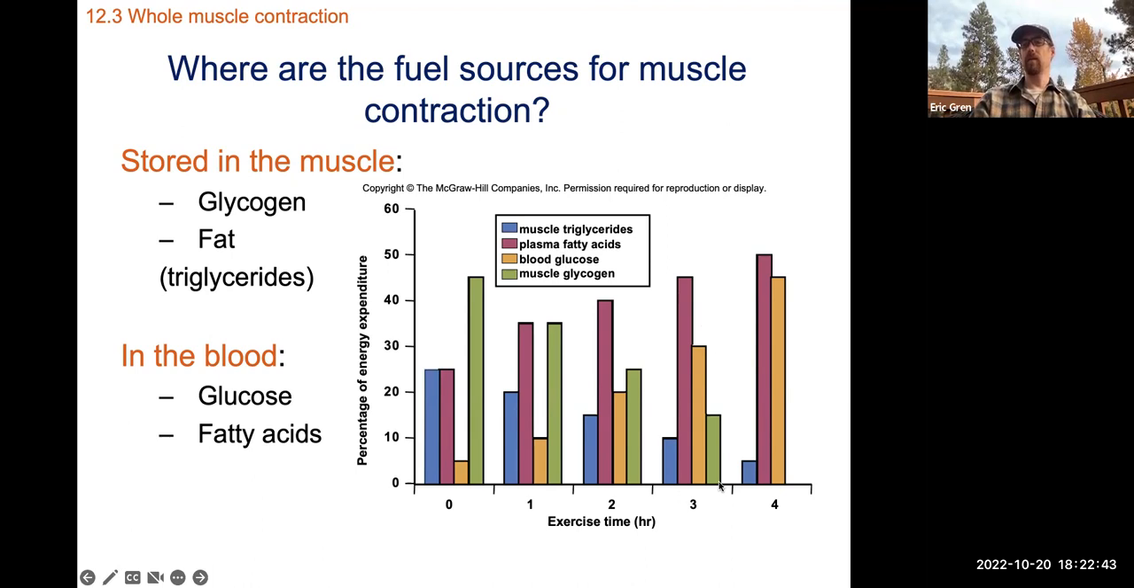Okay. So for the test, I'd like you to be able to name 4 different molecules that are sources of energy: glycogen, triglycerides, glucose, and fatty acids. And I'd like you to know that the glycogen and the triglycerides are stored in muscle tissue, whereas glucose and fatty acids are circulating in the blood.